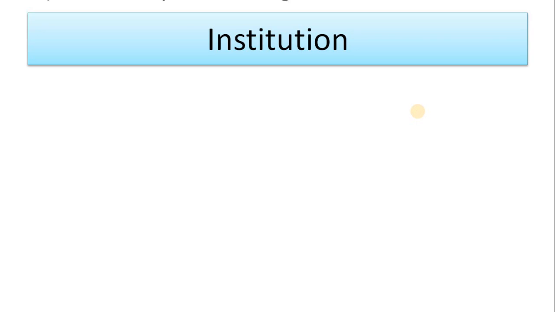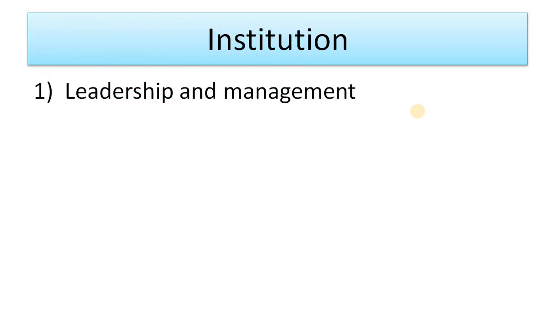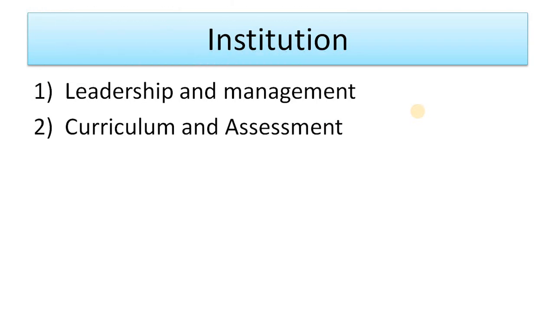Now, institution. In an institution, there should be proper leadership and management. Curriculum and assessment. You know, curriculum means when syllabus plus other formal activities are taken together, it is called curriculum. So a good curriculum will provide good feedback of an institution. So there should be a proper curriculum as well as assessment. Assessment means evaluation. Policies: an institution should take the right decision for every action.